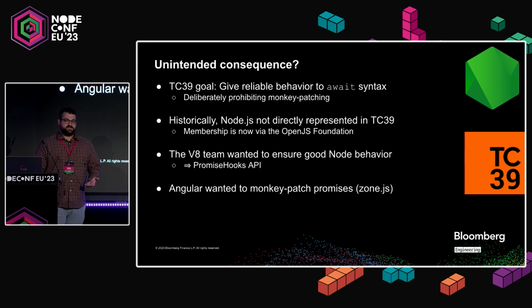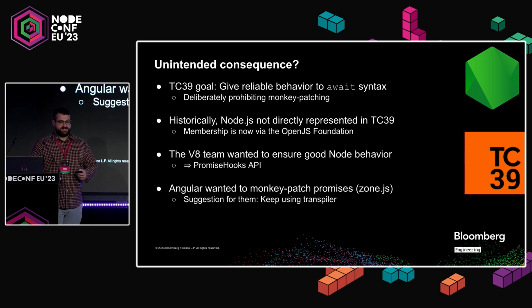There was also a thing where Angular wanted to monkey patch promises. They used Zone.js in their reactivity model, at least before their big release just earlier this week. That was the encouraged reactivity model. And the suggestion was, well, just keep using Zone.js, just transpile async await back away into calling Promise.prototype.then. A little bit unsatisfying.